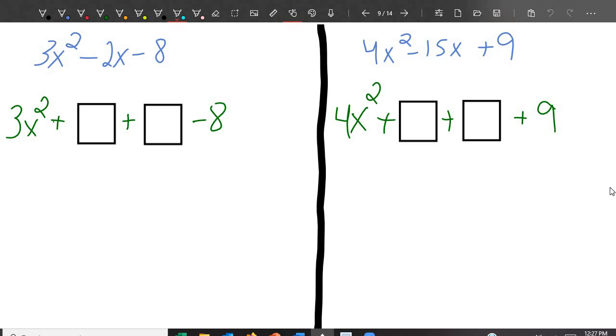You know what? I want to save these for you to do. I want you to work them out. Take a picture of your work and send me the picture. I'm going to make sure that you're doing this right.